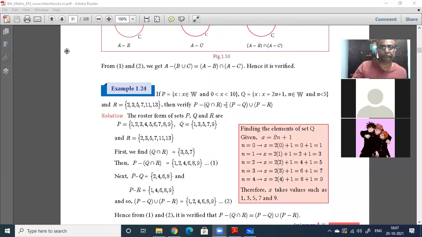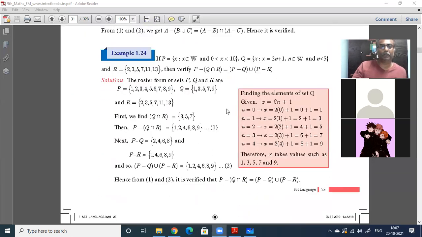Now you are going to get something complicated. Okay. Set builder notation is given. Who will tell me what is P? P is X such that X is a whole number and X is greater than 0 and less than 10. What are the values of P then? 1, 2, 3, 4, 5, 6, 7, 8, 9. Excellent, Sandhya. Very good.